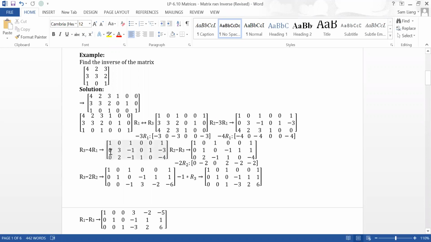And next we want a 1 here, right? We want the ones along the staircase pattern, so the ones along the diagonal, and then zeros everywhere else. And for that, I'll do R2 minus R3. But yeah, let me give you some time to copy this, and then I'll continue with this step.